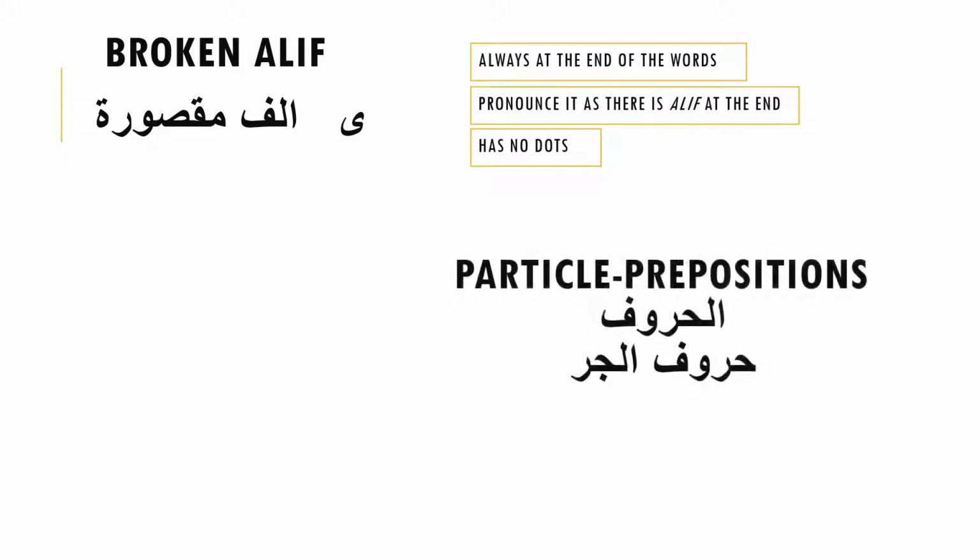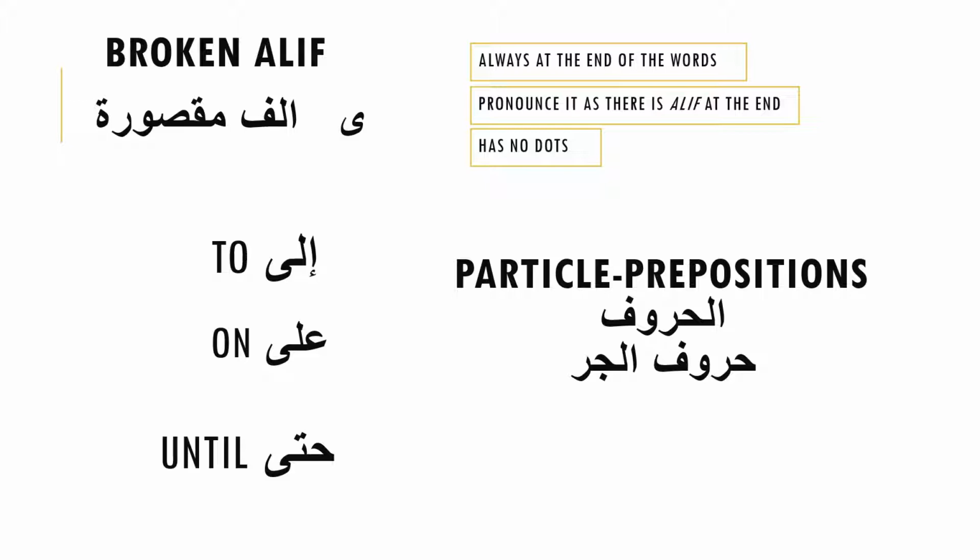Alif maqsura is always at the end of the words. You pronounce it as if there is an alif at the end, an a sound. It has no dots. You can see it sometimes in some of the prepositions, such as ila, ala, hatta. Sometimes you see what we call a dagger alif on the top, and this dagger alif is just to remind you to add an a sound at the end. It looks like a curved alif.